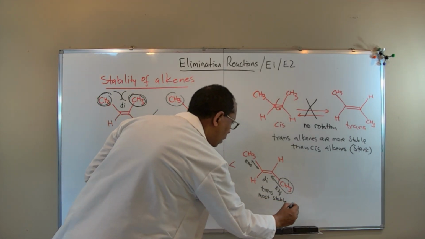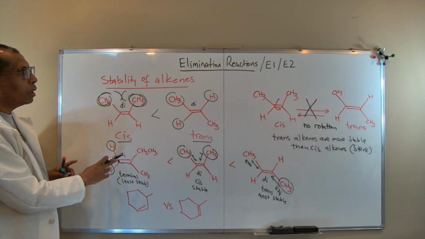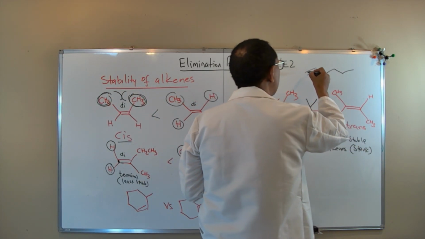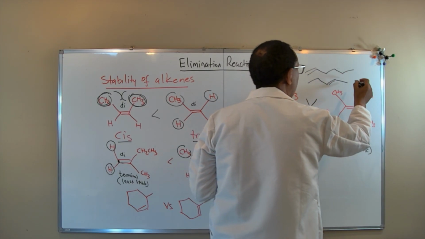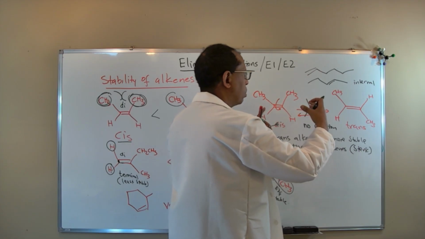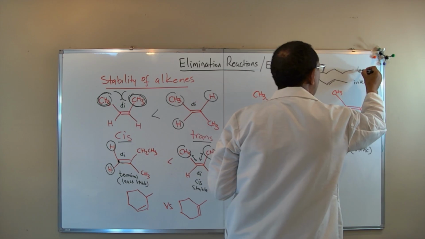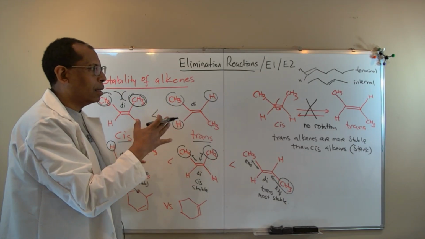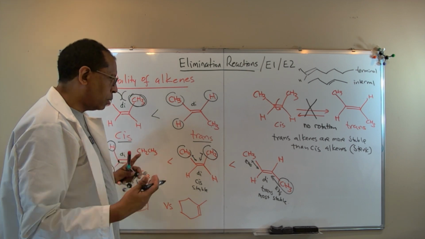So again, to review, this is a terminal alkene. Terminal alkene is like if you have something like this, this is terminal alkene. But if you have something like this, this is not, this is internal alkene. Internal. The alkene is between alkyl groups. These are hydrogens. So this is terminal. Terminal alkene is less stable than internal alkene. So the more substituted a double bond is, the more stable. So this is less substituted.